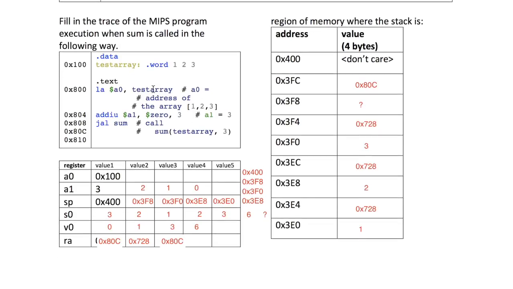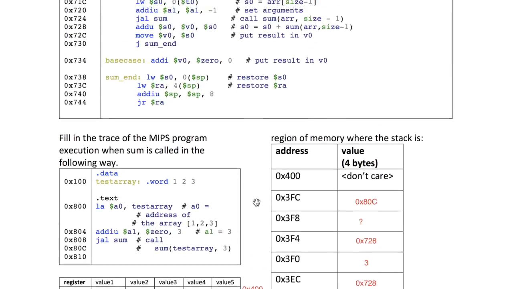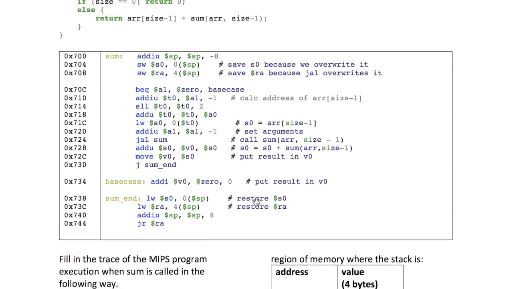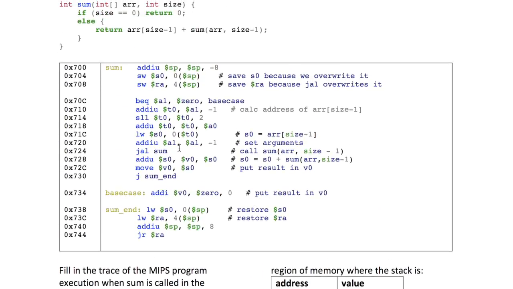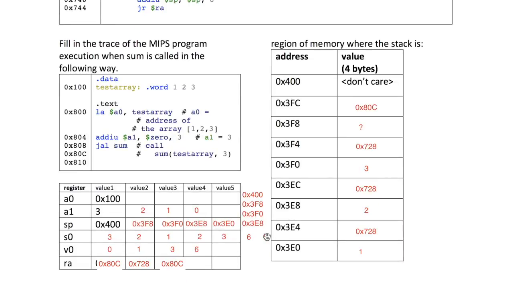All right, so I hope this was helpful. The other thing you can do is you can go on the course website and download this program and actually step through it in Mars, and you should be able to see the same sequence of changes to all of these different registers and memory addresses.